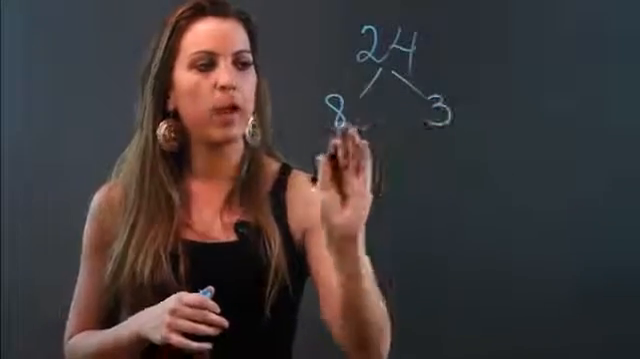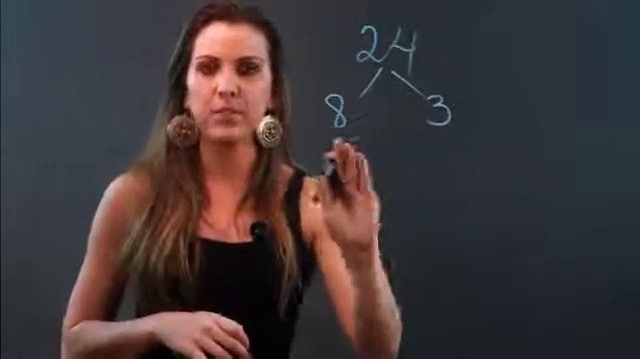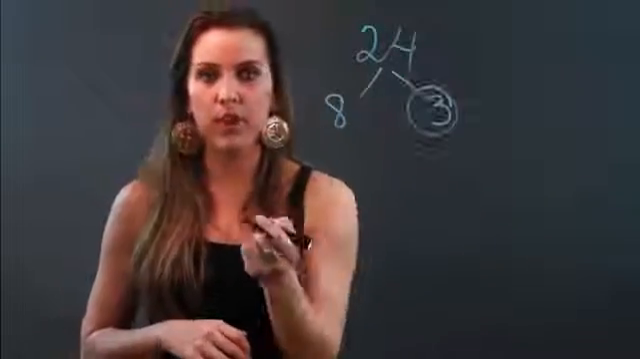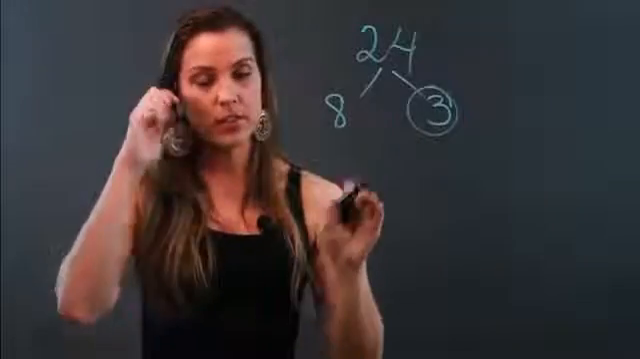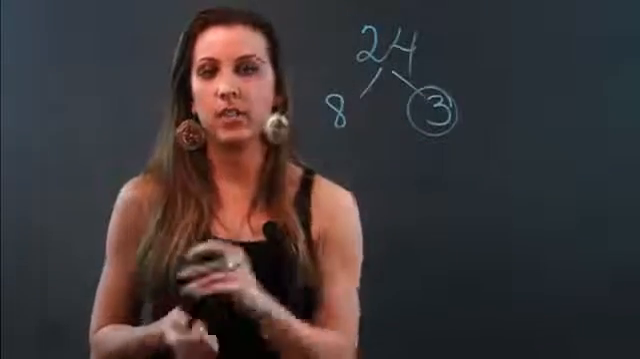Now what you do is when you list your two factors, if one of them is prime, you circle it. And 3 is prime because the only two factors of 3 are 1 and itself. Once you've circled it, you're done breaking it down on that side. You continue to break down this number.